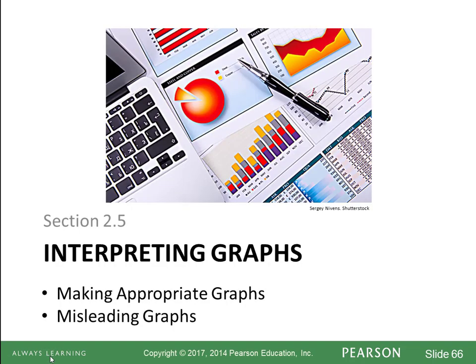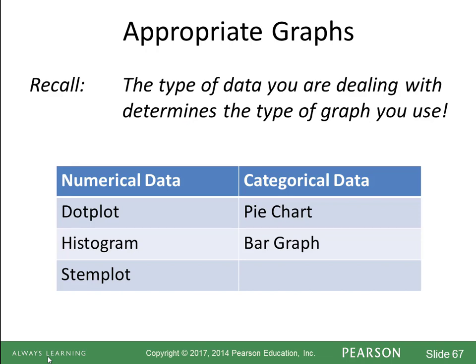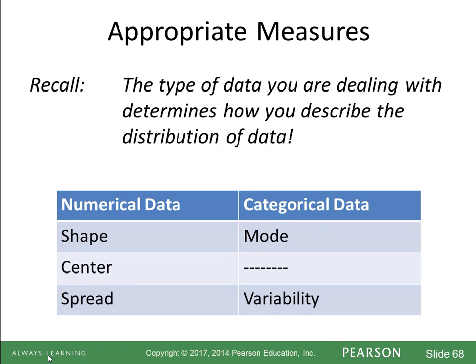So let's talk about interpreting graphs. So with numerical data, we're going to do dot plots, histograms, stem plots. Categorical data, we're going to do pie charts and bar graphs. And we always want to talk about shape, center, and spread. So shape, when we're talking about categorical data, is how many modes. We really can't talk about center in categorical data, and our spread is variability. How many different categories do you have?